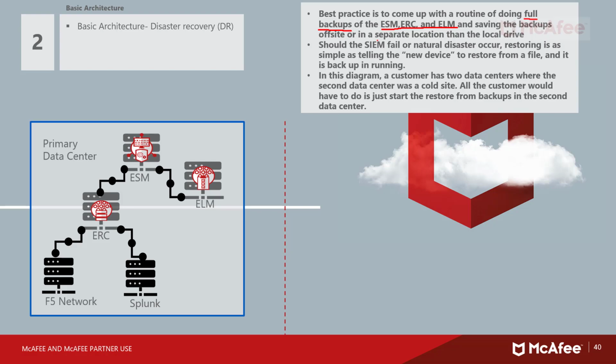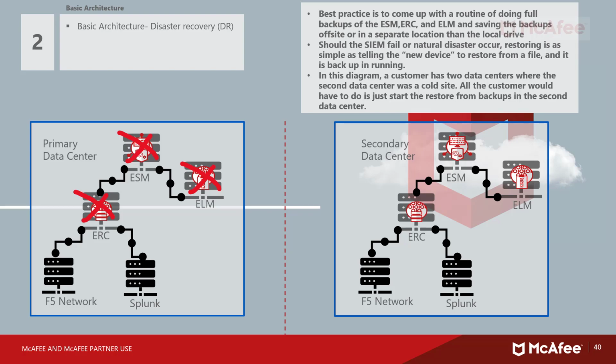Now, this assumption is that the primary data center, where the SIEM appliances currently sit, is suddenly having an issue, whether it's flooding, fire, a natural power outage. So the recovery plan is to stand up their cold site and restore the ESM, ERC, and ELM from the backups. And again, that means that there's no connection to the data center or to the other SIEM appliances.